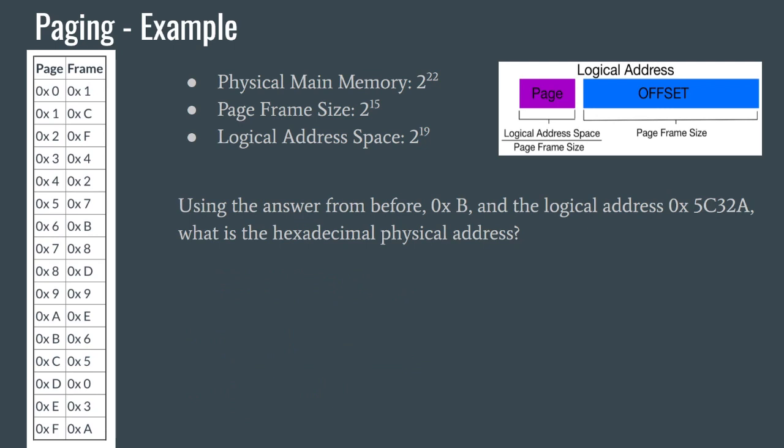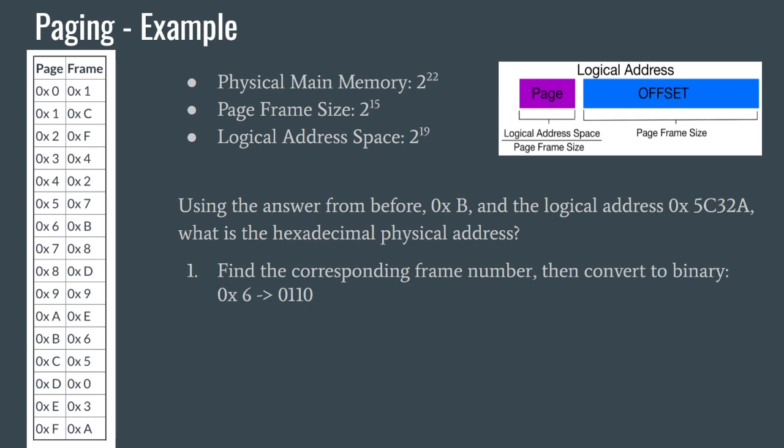Now, after that, we need to combine this binary frame number with our offset from before. So that blue part that we separated from the page in the earlier example, we take that and combine it with 0110. Once you have that binary number, you convert it into hexadecimal, and that will give us our physical address, 0x3432a.